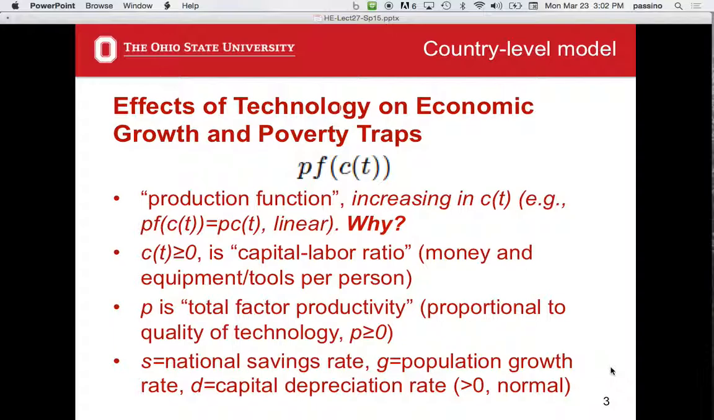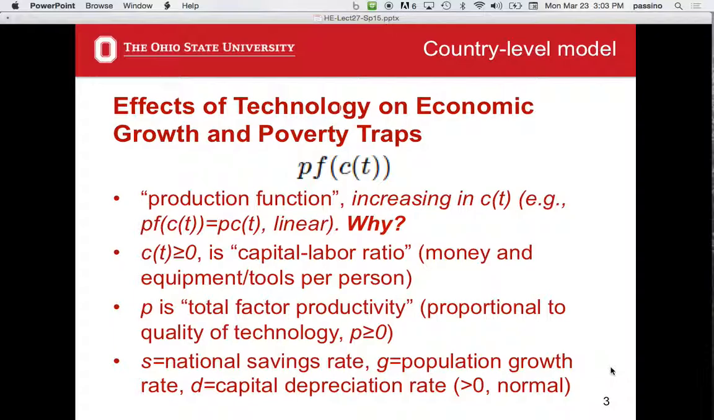Okay, now capital, you might say, wait a minute, you're talking about capital, what is it? Well, you think about it as money and equipment and tools per person, okay? Something that is not capital is usually cash in hand. What's in my wallet, economists usually would not count, but they would say that a tractor is capital, okay? So physical capital. Now, they name this p the total factor productivity, and it'll be proportional to quality of technology, greater than or equal to zero, typically, of course, greater than zero.